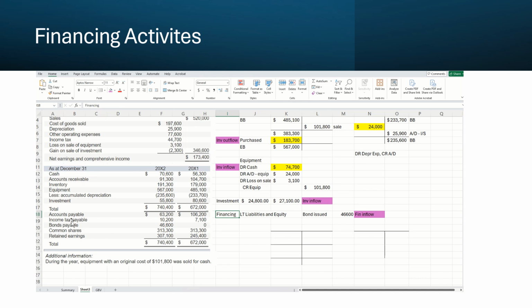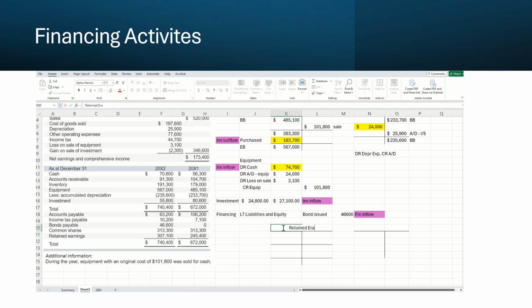The next thing we have to look at is common shares. Now in this case there are no common shares changing because the balance stayed exactly the same. Sometimes you'll see there's more. They don't tell it to you, but you have to say, okay, we sold more shares, so that would have been a cash inflow. The other account that I would always analyze using a T account is retained earnings.